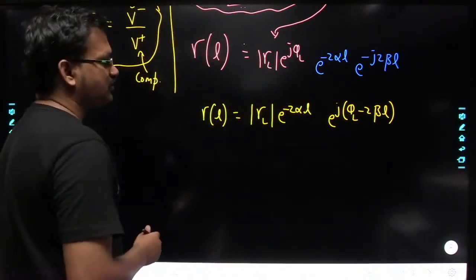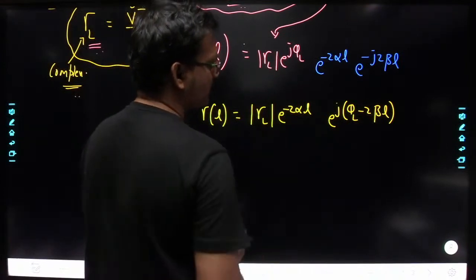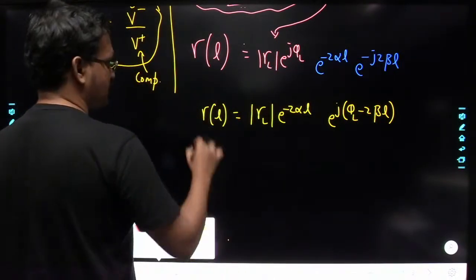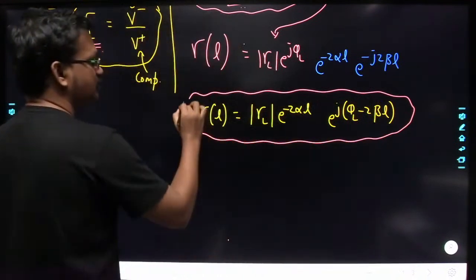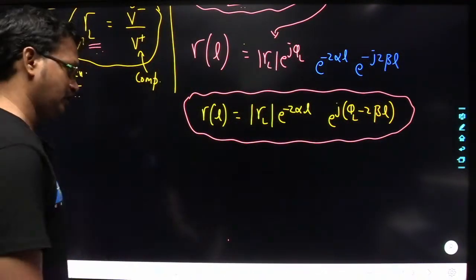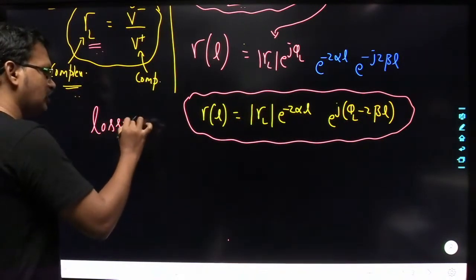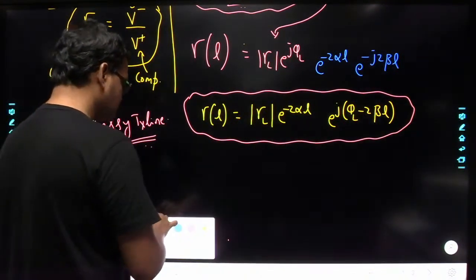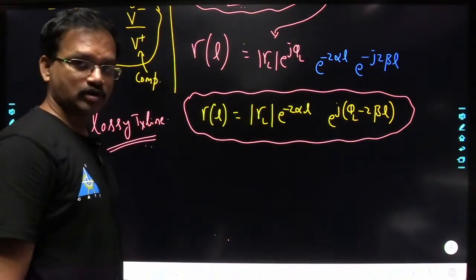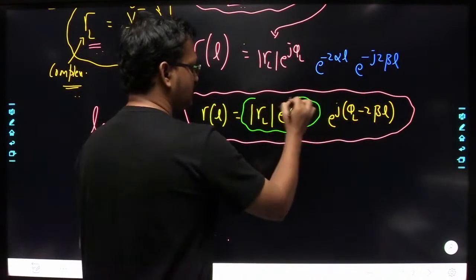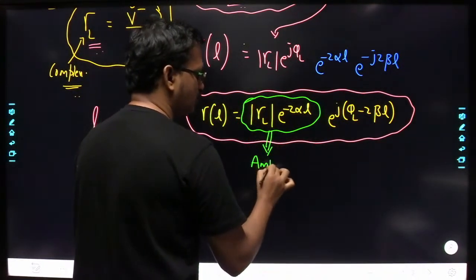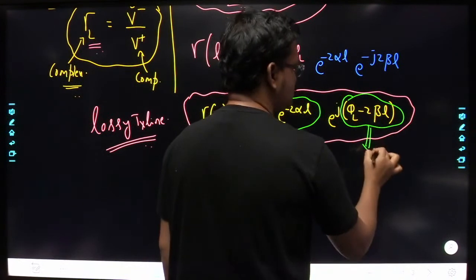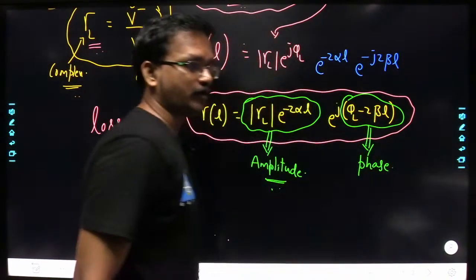Okay, so the reflection coefficient on the transmission line is equal to the magnitude of gamma L into e power minus 2 alpha L into e power j of phi L minus 2 beta L. This is the expression we got for the reflection coefficient on the transmission line. Which transmission line? We are dealing with a lossy transmission line. So on a lossy transmission line, this is the expression for the reflection coefficient we got. Understood? Now if you observe, this represents the amplitude of the reflection coefficient, and this represents the phase of the reflection coefficient.